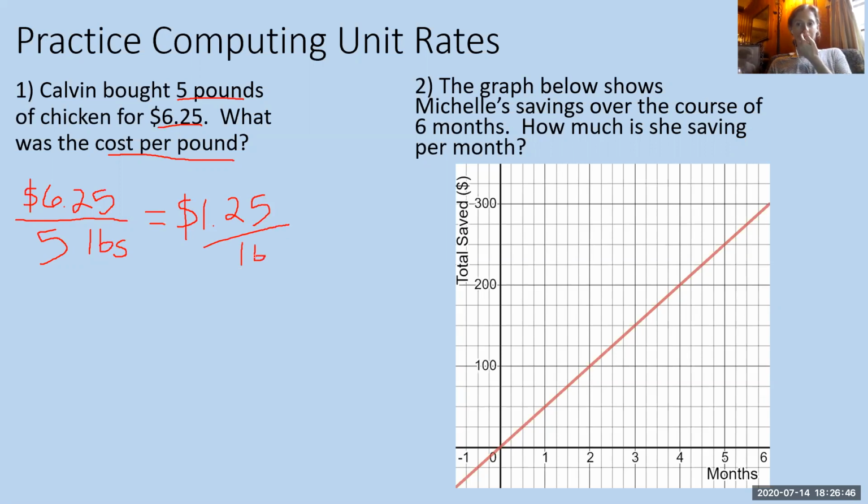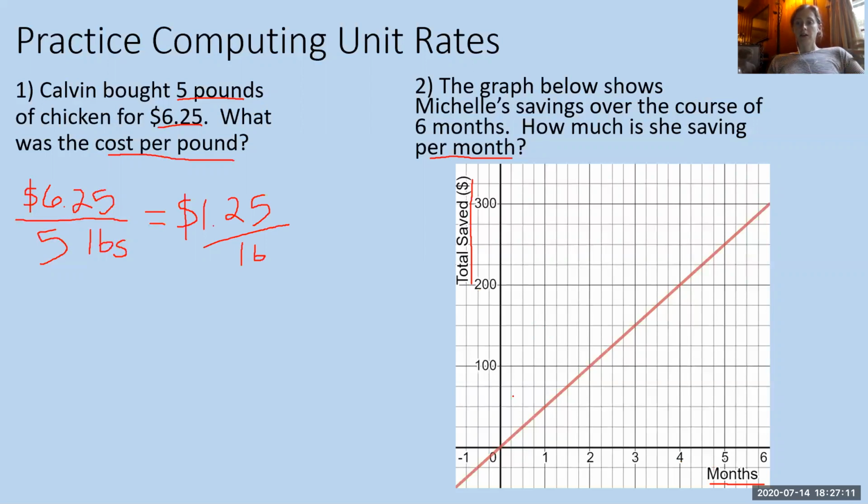Okay, and then the second problem here, number 2, it says the graph below shows Michelle's savings over the course of 6 months. How much is she saving per month? So each month. All right, let's examine the graph. So on the x-axis here, the x-axis is the number of months. And on the y-axis, we have her total savings in dollars.